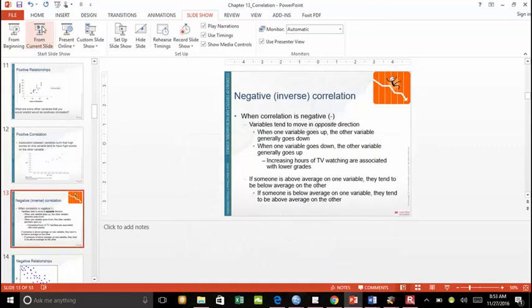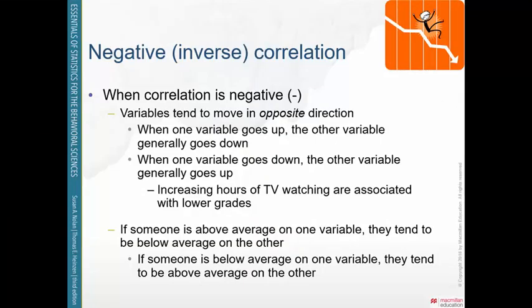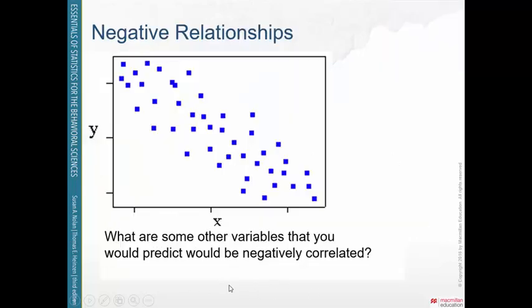This one's a little bit more of a brain teaser. This is when the variables tend to move in opposite directions. So as one variable goes up, the other generally goes down. When one variable goes down, the other generally goes up. If you are below average on one variable, you tend to be above average on the other, and vice versa.